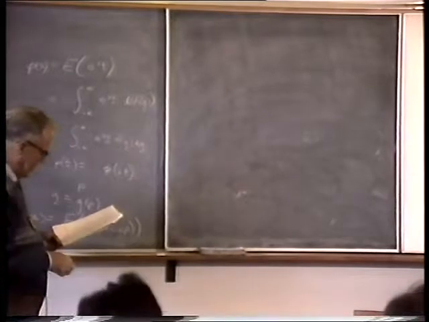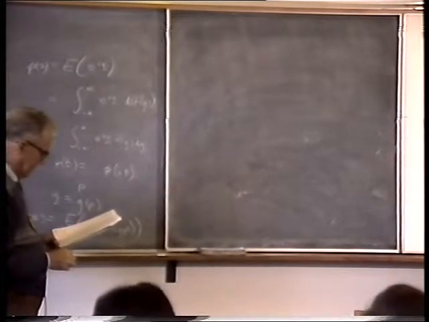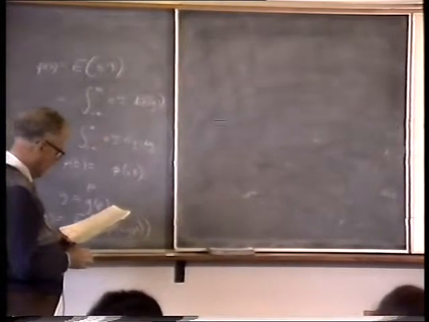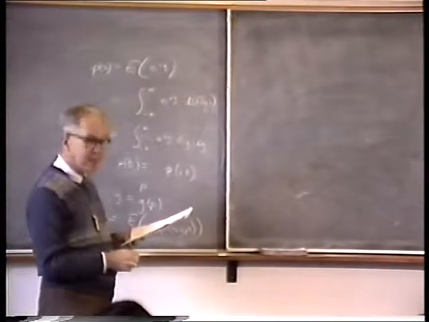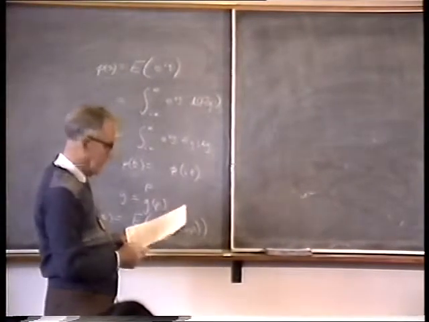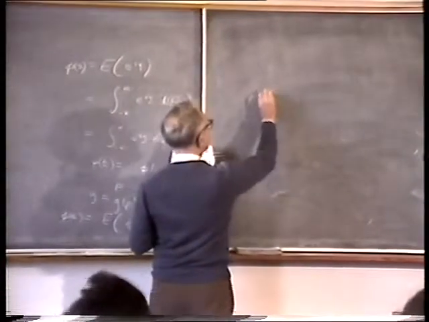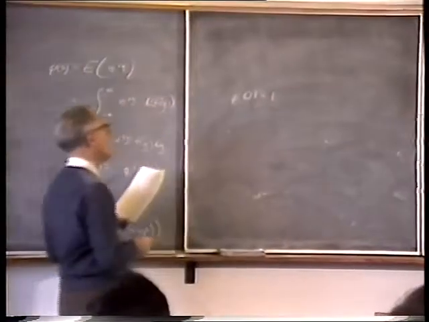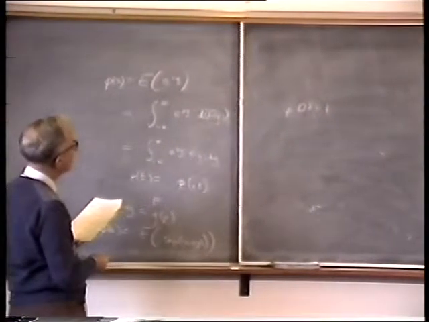Let's also note some elementary properties of phi of s. First of all, clearly phi of s is real if s is real. Secondly, phi of 0 is 1, simply by noticing that we're then taking the expectation of 1.